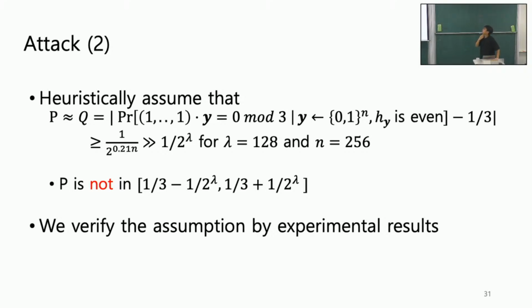q is easy to compute, since y comes from the binary set, so each component of y is independent of each other. So for the current parameters, q is larger than 1 over 2^(t·λ). So we conclude that p is not in these intervals. We verify the assumptions by experimental results.